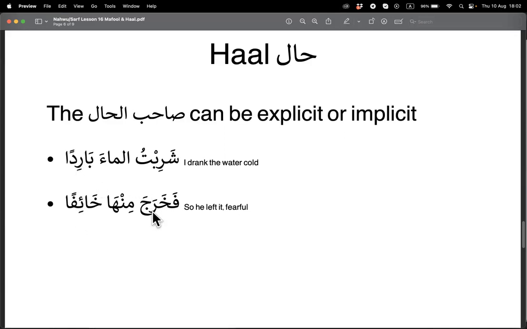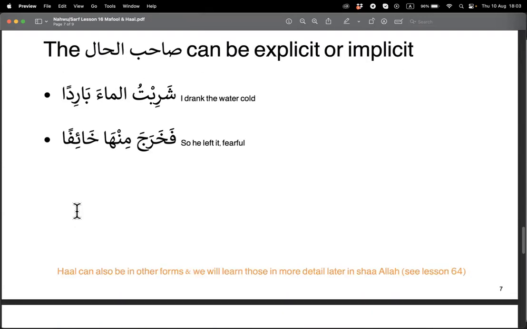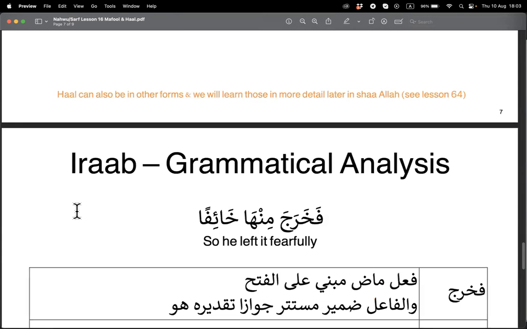The point being, the sahibul hal can be explicit, meaning you can clearly see it, or it can be implicit, inside, mustatir, hidden, but you know it's huwa. So if you see a nasab ism and you think it's not maf'ul bihi, not maf'ul lahu, not maf'ul fihi, not maf'ul mutlaq, and it seems like it's describing something or someone in the jumlah, and you can find its ma'rifah, then it is going to be hal. Inshallah we will learn more about hal in detail. Right now this is the basic.